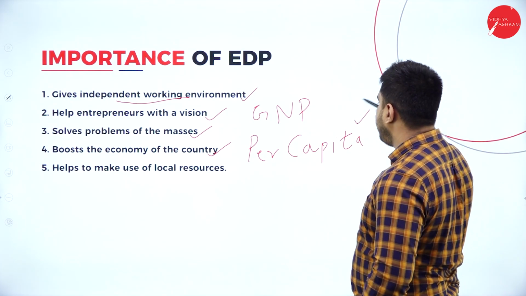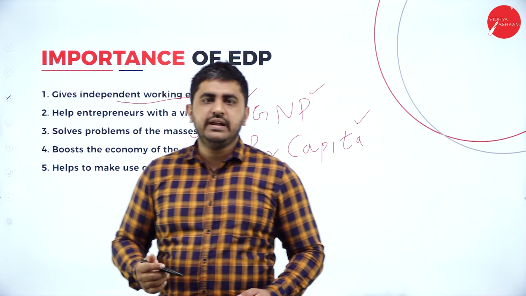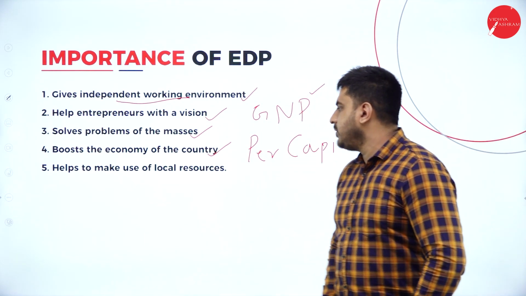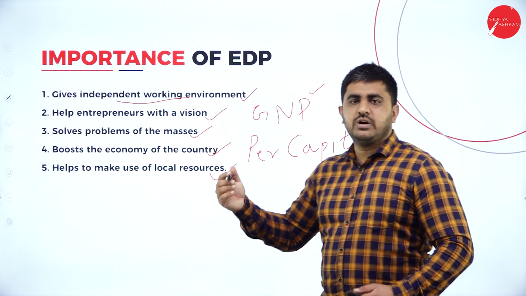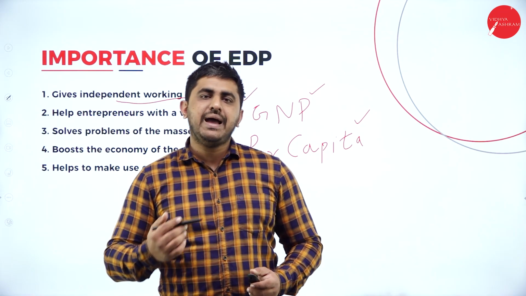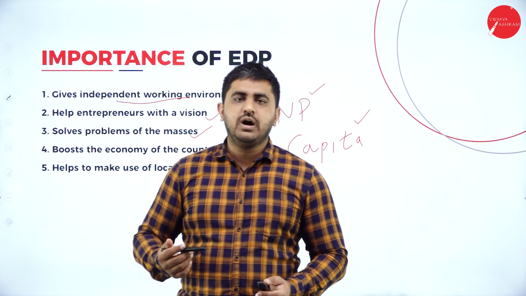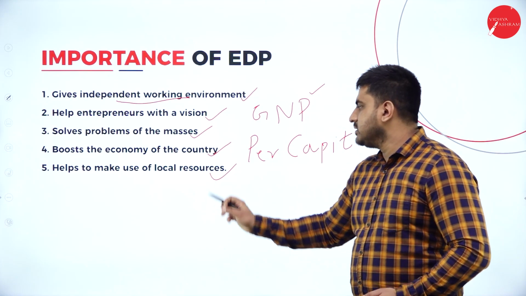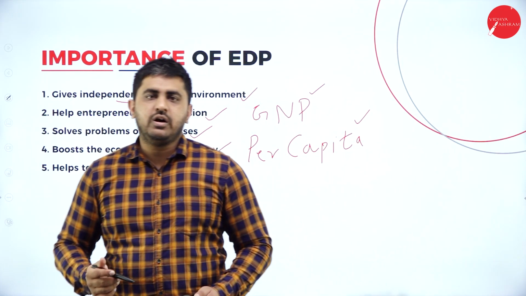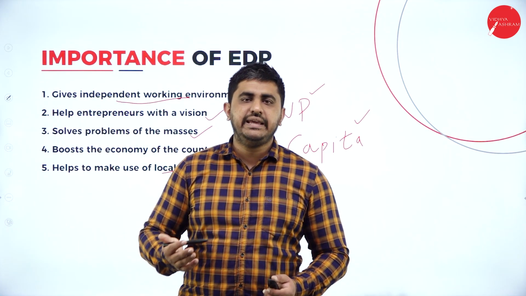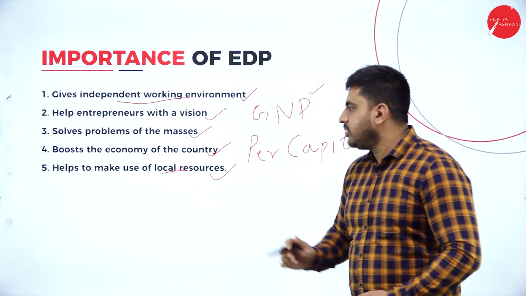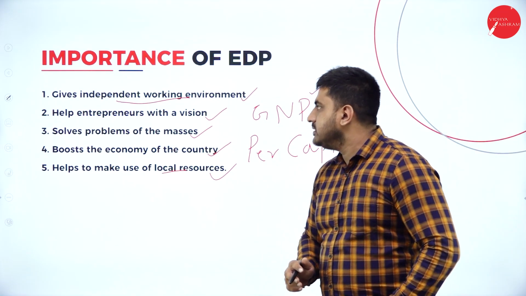So your per capita income and GNP will lead to the economic development of the country because of entrepreneurs. It helps to make use of local resources. So you are starting your own brand of juice by using the mangoes that have been cultivated in your farm. So you are making use of the local resources and you are coming out with a product, or you are starting your own milkshake with dairy that is available in your town. So you are making use of the local resources. So this is the importance of EDP.